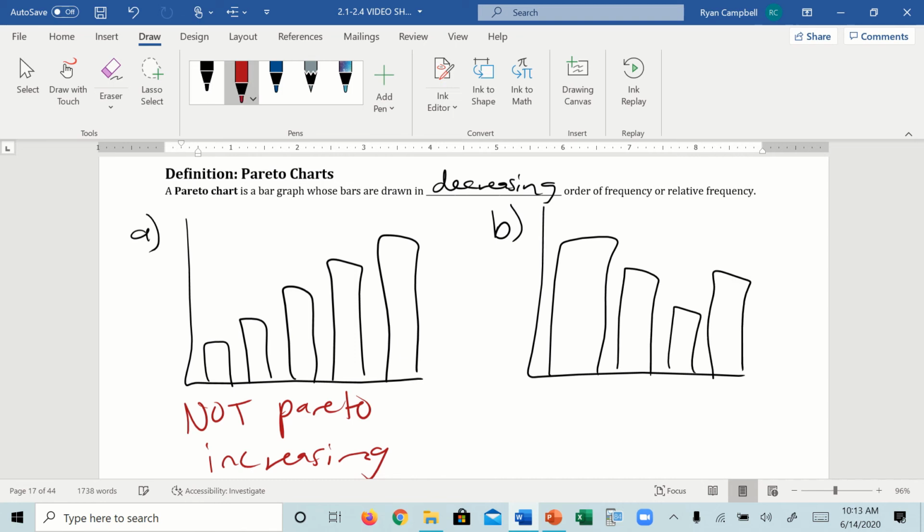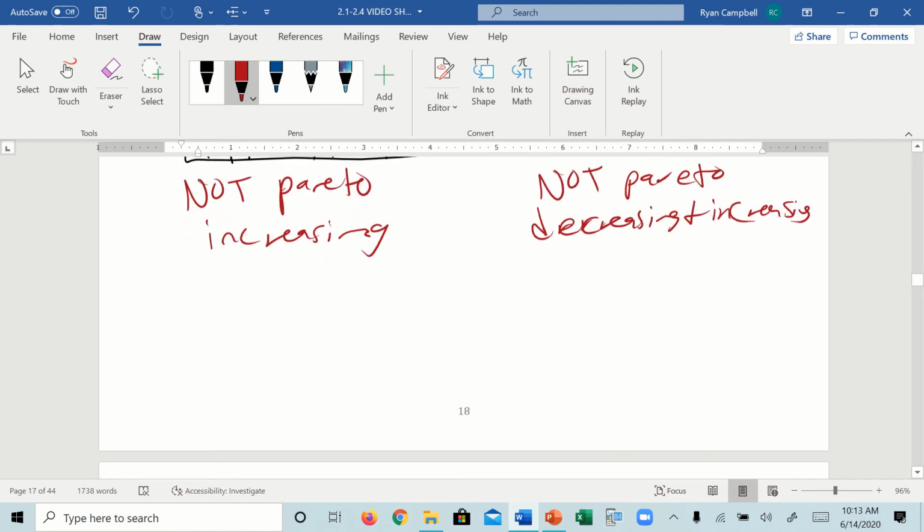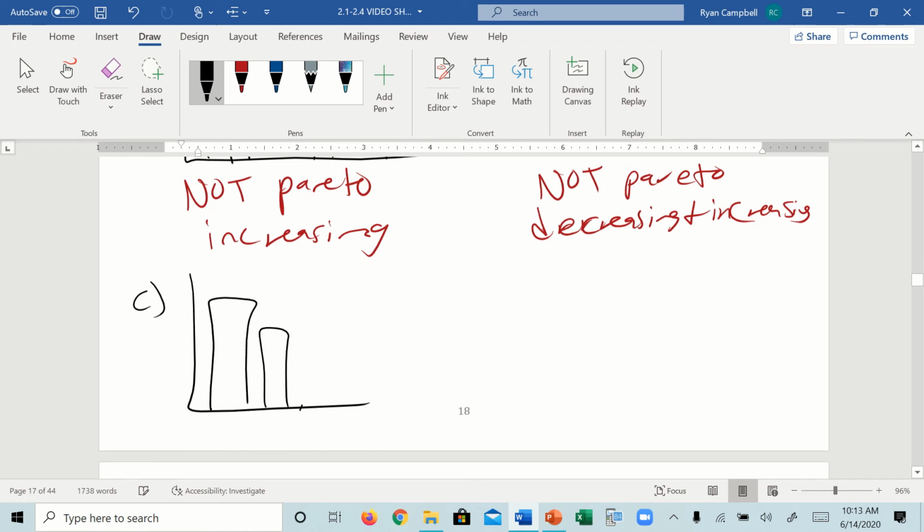All right, what about this one? Is that a Pareto chart? Nope, because it's decreasing and increasing. No go. All right, what about this one, part C? Is that a Pareto chart? Yeah, because they're all decreasing.